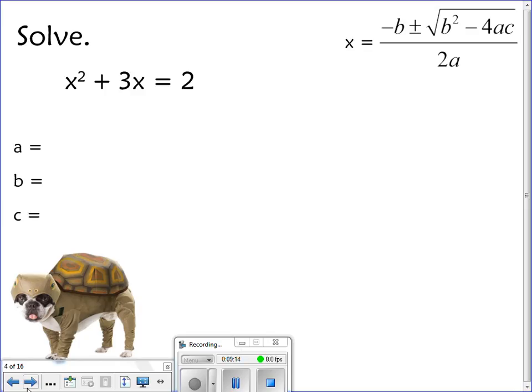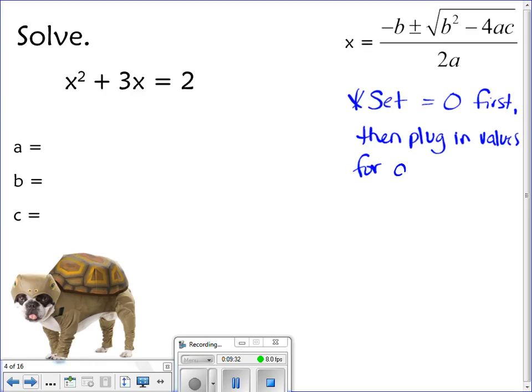All right. After you write down the formula on your page, please write down underneath there: set equal to 0 first, then plug in values for A, B, C. Okay, so we set our equations equal to 0. We can plug in our values for A, B, and C into our formula. After you're plugging in values for A, B, and C, you want to simplify your radical.